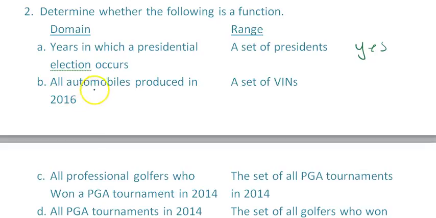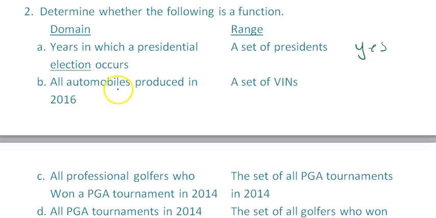It says all automobiles produced in 2016. If you think about it, you could list all the Chevys, all the Fords, all the Toyotas that they came out with this year, and make a list of those. I think they're also talking about every single one, so there might be 300 or 1,000 of something produced. And then the set of VINs. A VIN is a vehicle identification number, and each vehicle has a different one.